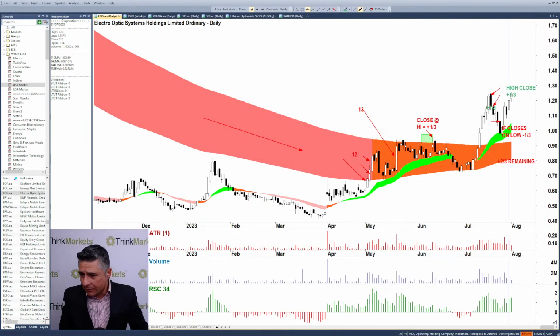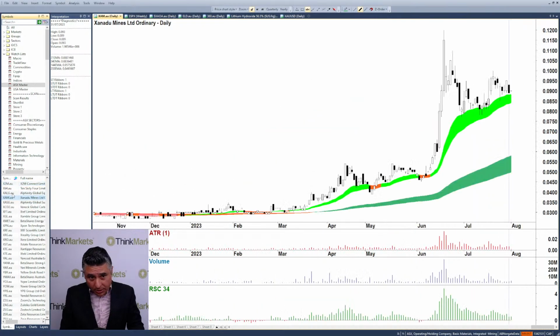The space lasers, if I'm not mistaken. From Anonymous, from Jung, XAM, Xanadu Mines, perhaps. Looks fine. I don't want to see it get beneath here. And then here is where I'd be going minus 1/3.